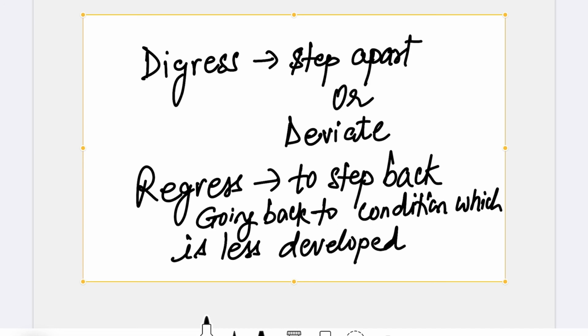I hope you enjoyed today's lecture, today's conversation involving the root word grad and its variant gress.